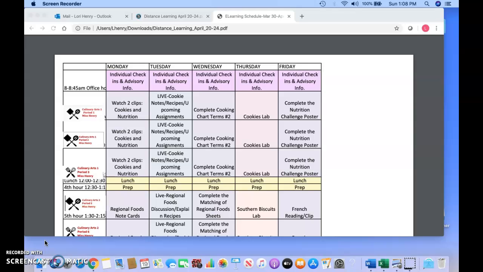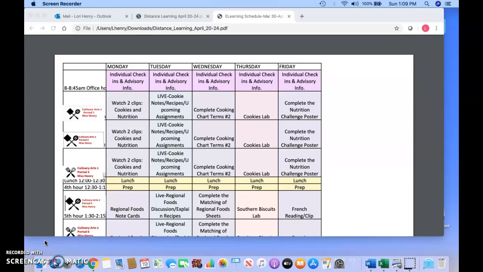On Monday, you will be doing regional food note cards. They aren't really note cards. There's 3 questions. If you were in my classroom, I would give you note cards to fill them out. There are 3 areas that you will do, and they are assigned by your last name. So as you look at the assignment, it might say A through F does these 3 areas. So find which 3 you're supposed to do.